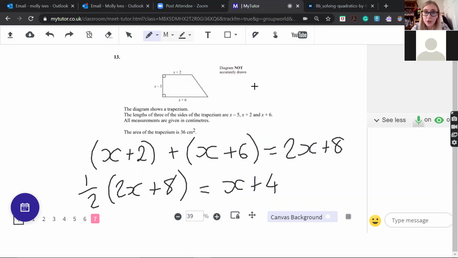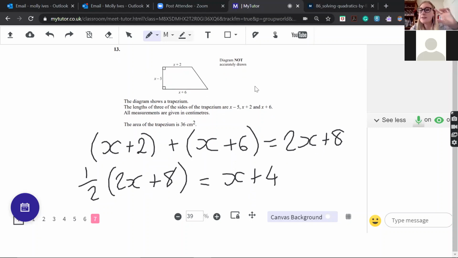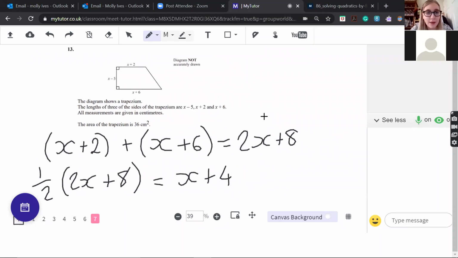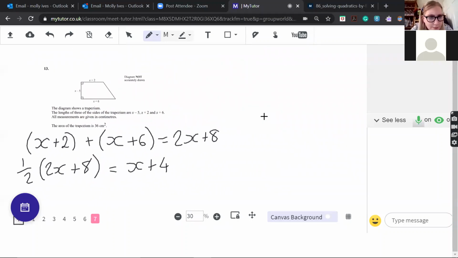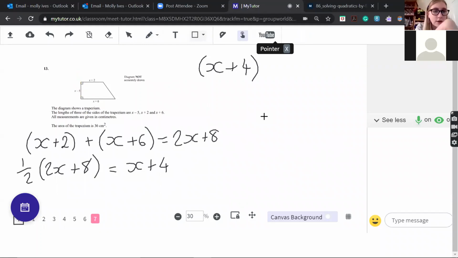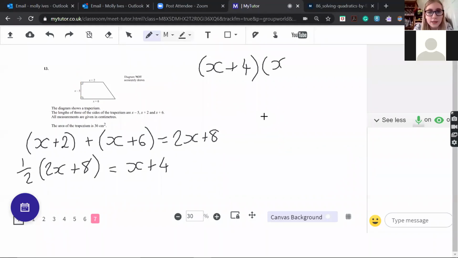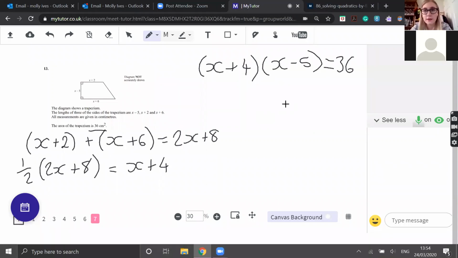Great. Now we want to times that by the height, so the difference between them. That's the line there. I'm going to have to make it quite small to be able to write. Hopefully you can still see the question. So this, and then times that by h, the height, which is here. So that's going to be x plus 4 times x minus 5. And then to make it an equation, we have to equate it to something. We know that that's the area, which we're told here is 36. So we formed an equation there, which looks quite familiar as what we know.